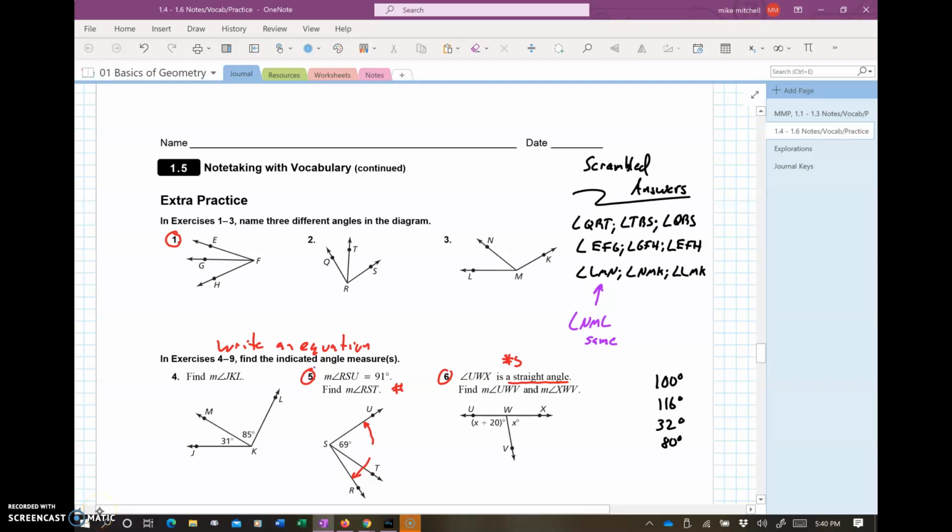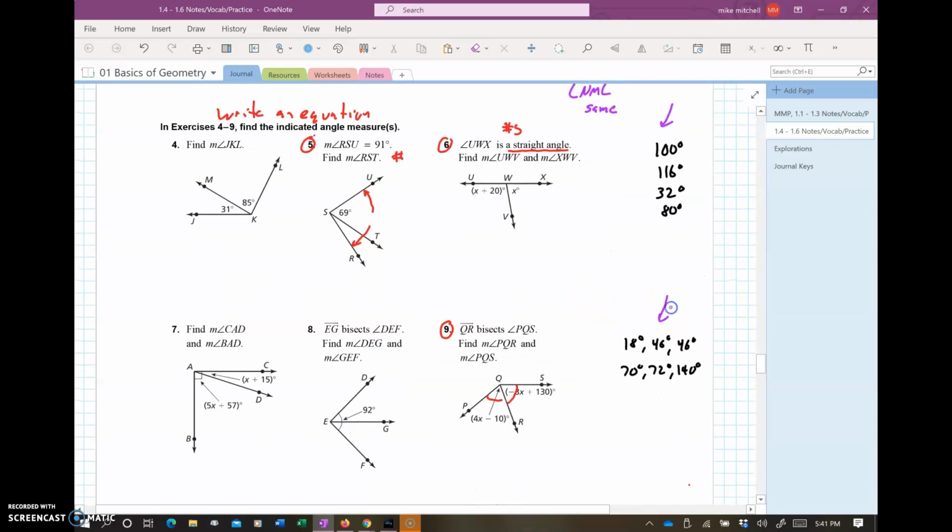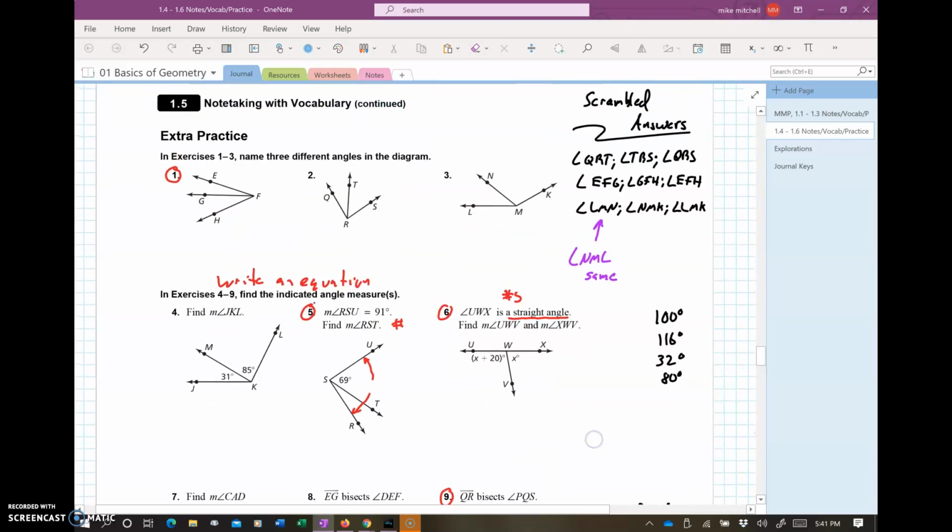Okay, here's the second part of 1.5 on the problems. This shouldn't be too long. Please notice our scrambled answers, which we have over here. More scrambled answers down here, more scrambled answers down there to help you out. Take advantage of those. Also note our naming conventions here.